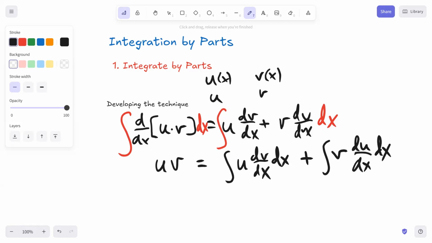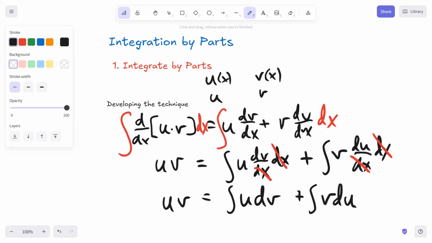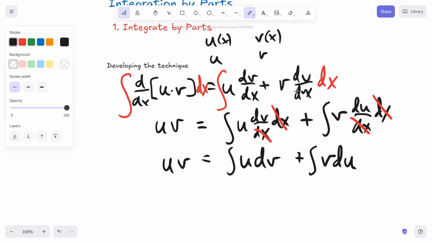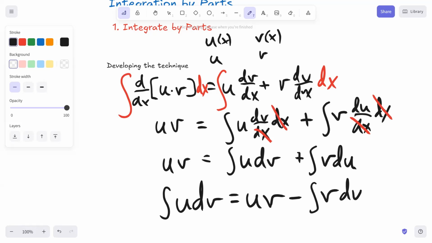Now, an interesting thing here, we can kind of cancel these dx's in each integral. So this is the integral of u dv plus the integral of v du. That's the product u times v. Now, if we rearrange this a little bit, we could rewrite this as the integral of u dv equals uv minus the integral of v du.